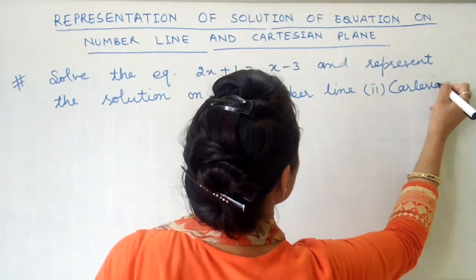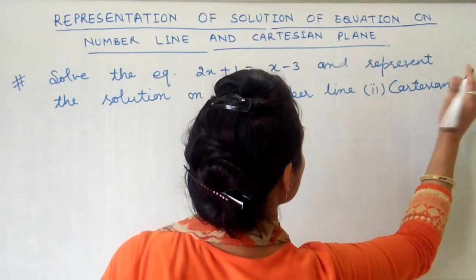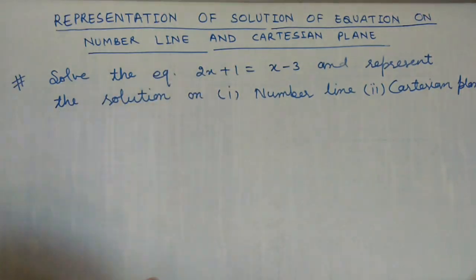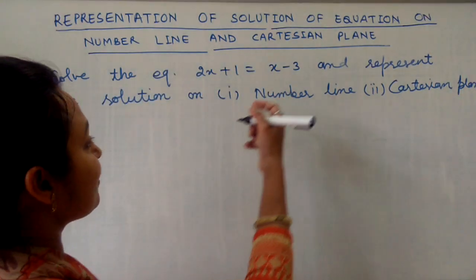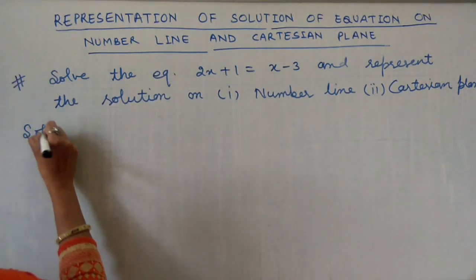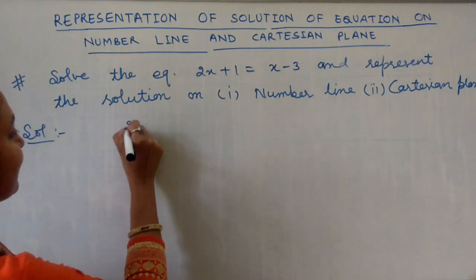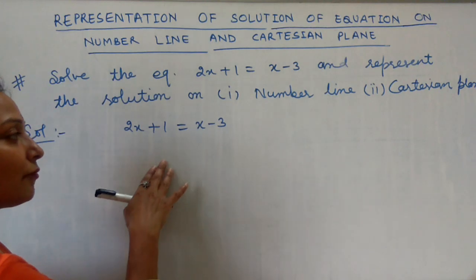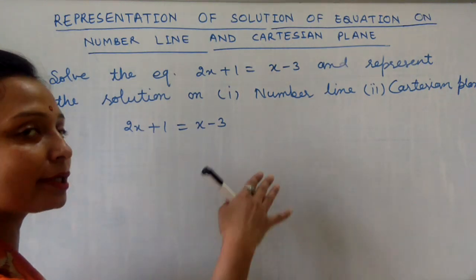Before solving the question, I will represent it on the number line as well as on the Cartesian plane. So let's start the solution. For the solution, I will take the equation like this. From here, I have to find the value of x for plotting.